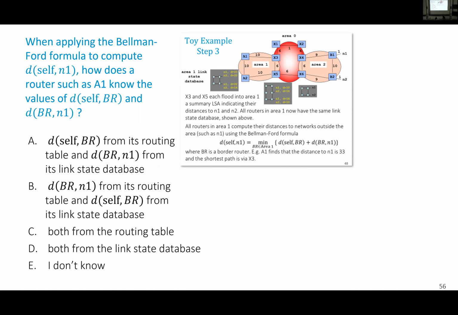Quick question to check your understanding. When applying the Bellman-Ford formula to compute distance from self to N1, for example, done at A1 in area 1, how does A1 know the different values of those distances used in this comparison?